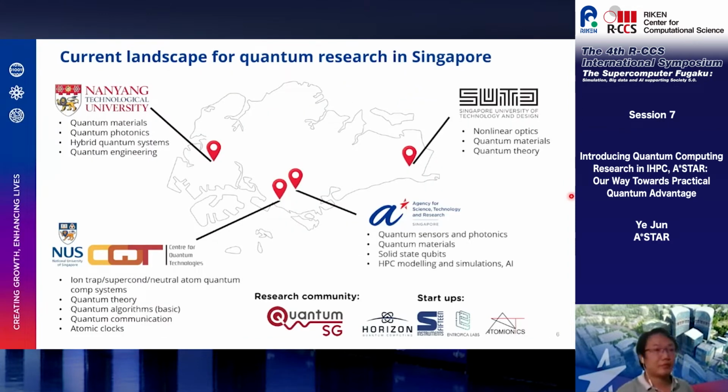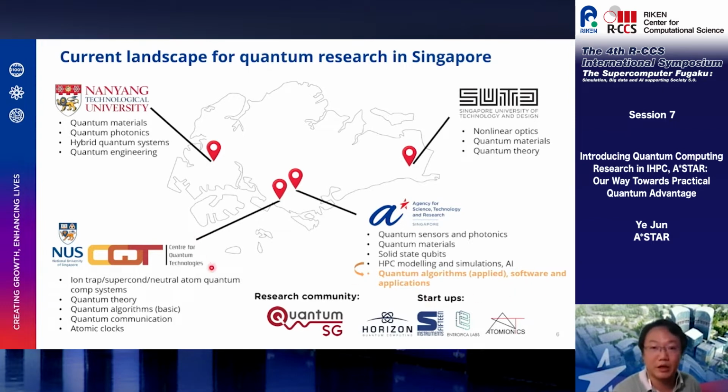Now let me go to the landscape view of quantum research in Singapore. I would say the contents here might not be extensive. We are looking at quantum sensors, photonics, quantum materials, solid state qubits, and traditionally we are good at HPC modeling, simulation and AI. Now moving to the quantum field, we are looking at quantum algorithms, especially the applied ones, and at software development and the development of applications.